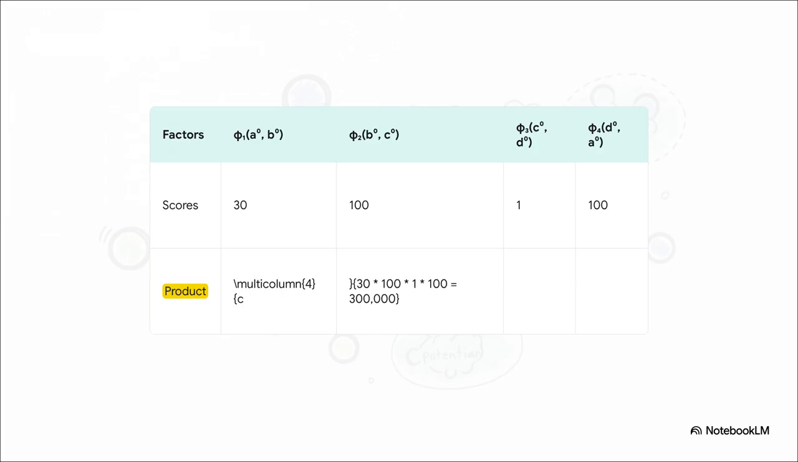Now, to make this crystal clear, let's just walk through one calculation together. Let's take the very first case, where all our students, A, B, C, and D, all have the value 0. We go to our factor tables. For the first factor, between A and B, the score is 30. For the second one, between B and C, it's 100. For the third, C and D, the score is 1. And for the last one, D and A, it's 100. Now, we simply multiply them. 30 times 100 times 1 times 100, which gives us 300,000. It's as simple as that.